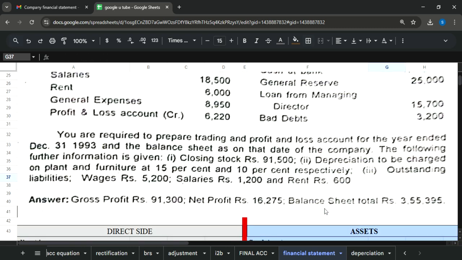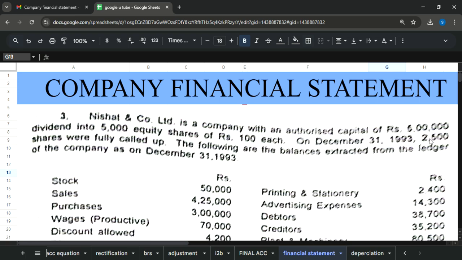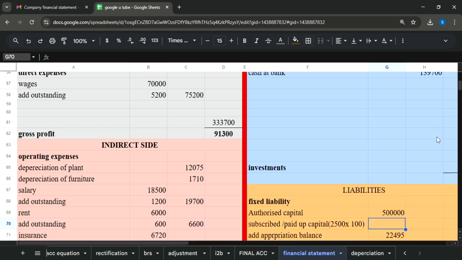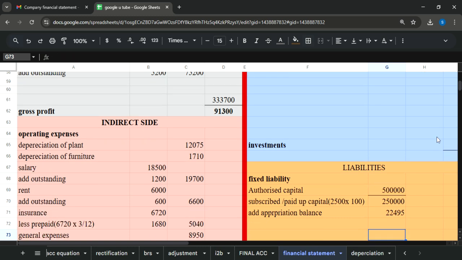Secondly, you will see called up capital, 2,500 shares. So here we will mention it as well. 2,500 shares multiplied by 100 per share price. So 2,500 number of shares is given in the question, and the price of one share was 100. In this way, authorized capital is calculated, appropriation balance is calculated.